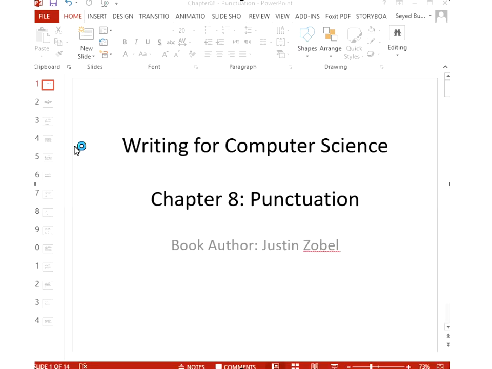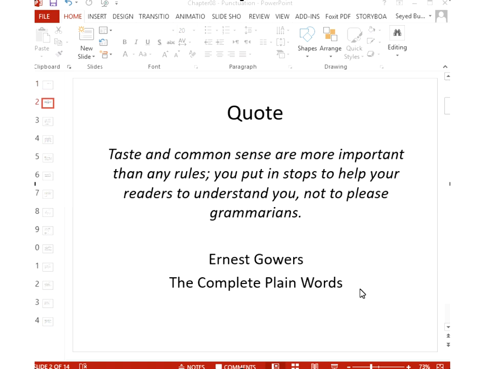Today we are going to discuss chapter number 8 of the book Writing for Computer Science by Justin Zobel. In this chapter he discusses punctuation: when to use a comma, when to use a colon, when to use a semicolon, and so on. Here he is briefing us that to make things understandable for a reader, you need to keep the punctuation appropriate.